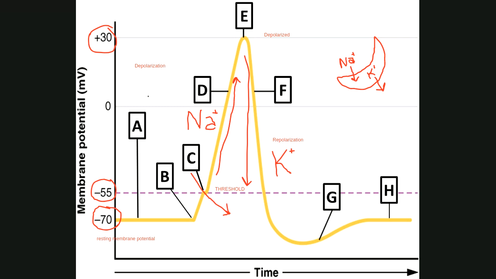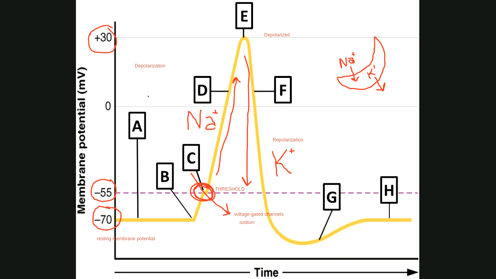So this point C, what Jalen's question says is, which point on this graph do voltage gated sodium channels first open? And the place that voltage gated sodium channels first open is right here at threshold. When I hit this negative 55 value, my charge is wrong enough that it messes up those voltage gated channels. So specifically, since we're on this side of the graph, it's the voltage gated sodium channels.